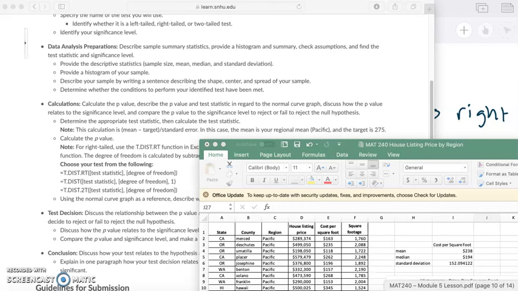We run a t-test when we don't know the population standard deviation, which is significantly more common. So in this case, we are running a t-test. We don't know the population standard deviation. We just have this sample of 1,001 observations.